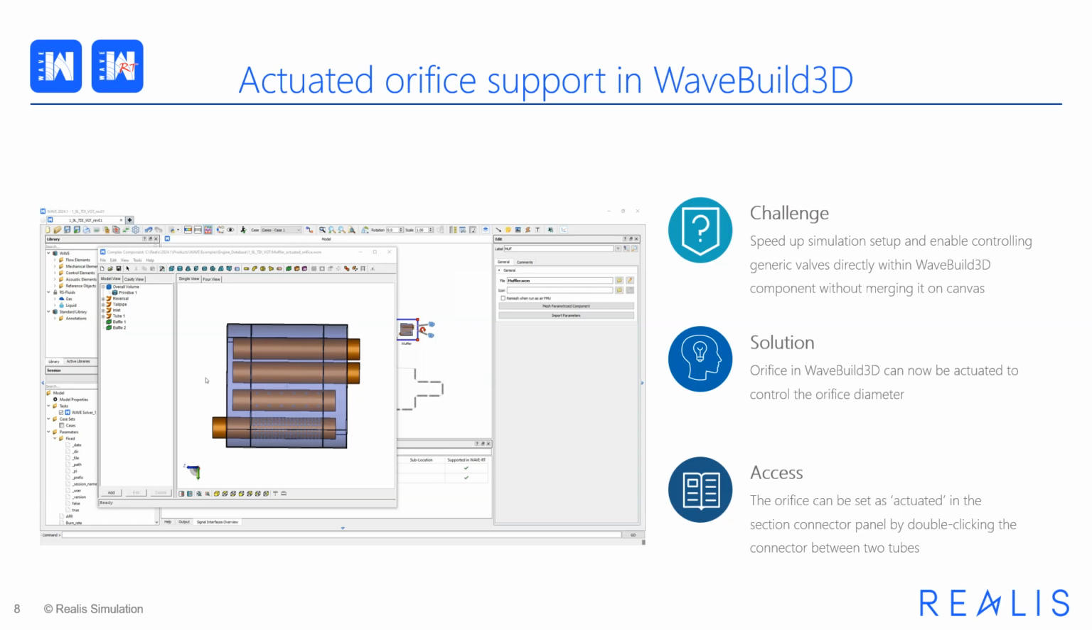From this release, WaveBuild 3D offers users the ability to directly specify orifice actuation when editing the geometry. This simplifies the process of integrating a generic valve into a 3D component. The feature allows the users then to control the valve directly from the WaveRT GUI without the need to merge the component, which simplifies the overall workflow.